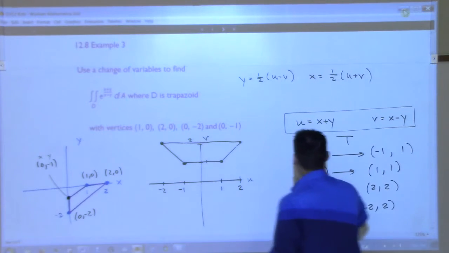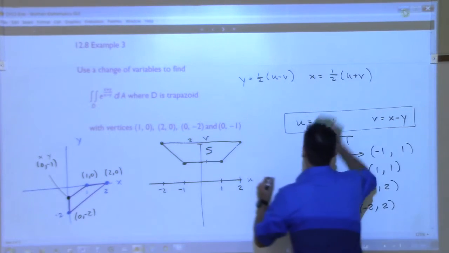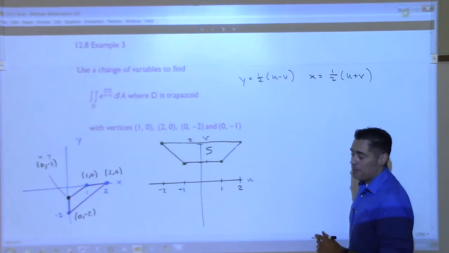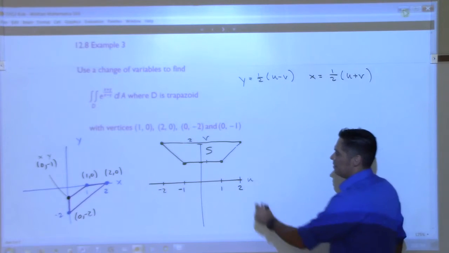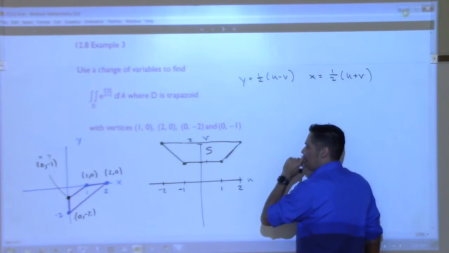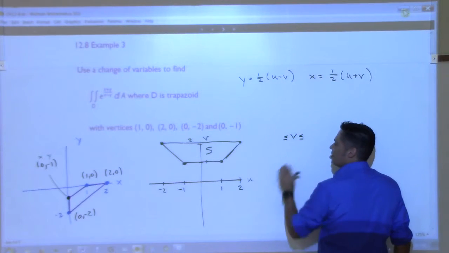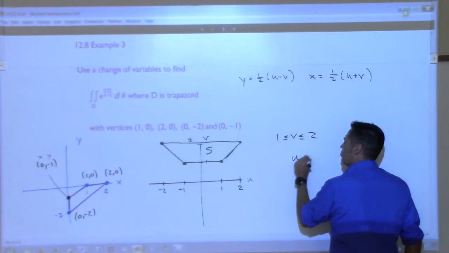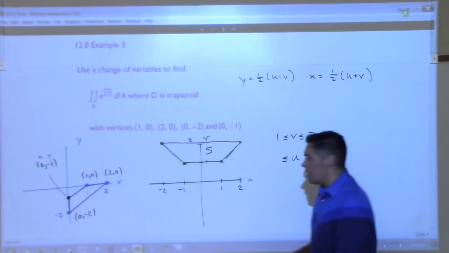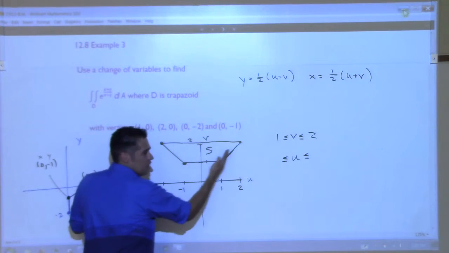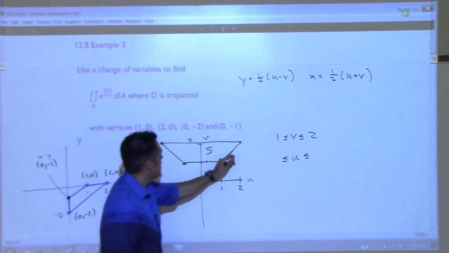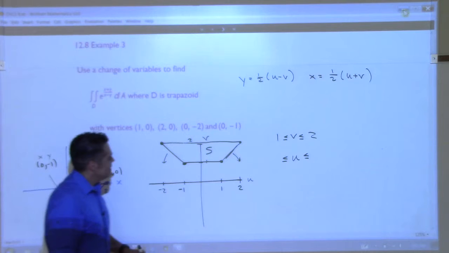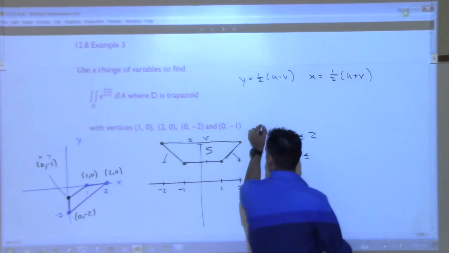We have our region of integration. This is S. And let's determine what this is as a function. Our v's are between what two constants here in this region? 1 and 2. And our u's are trapped between two functions of v. So that means our u's are trapped between that one and that one. So we need to write these. But we can't use x and y, right? So what would this be?